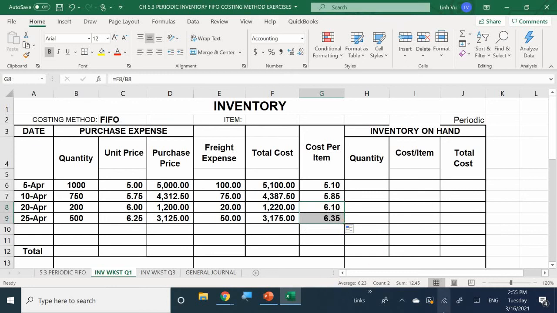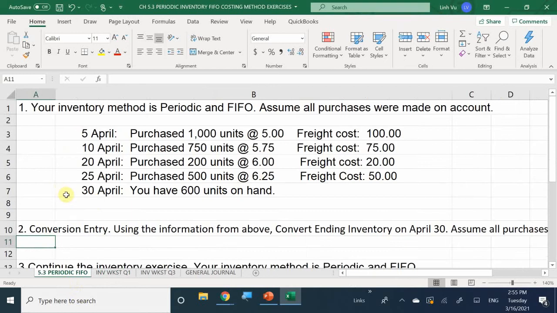$6.35 each. So all of these are even numbers, okay? Again, this is just an example. We'll see other ones where we actually have to do rounding. So now that we are here, what's the last thing that you know about this scenario? What happened on April 30th? We have a total of 600 units on hand. Someone actually physically counted them on that day.